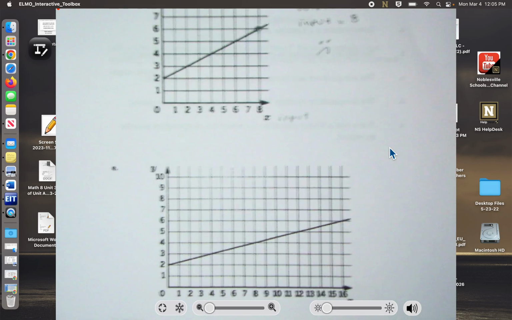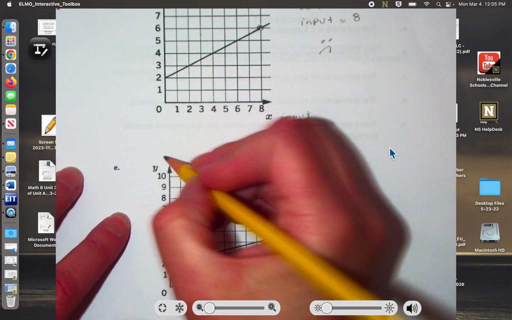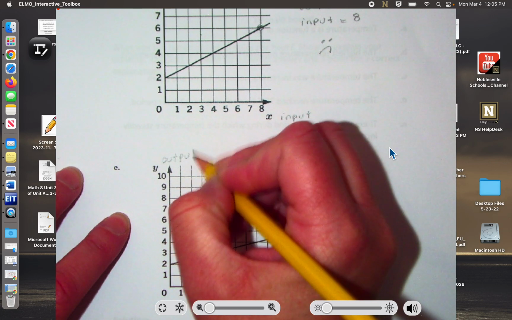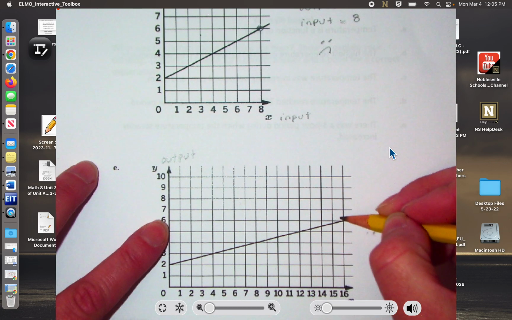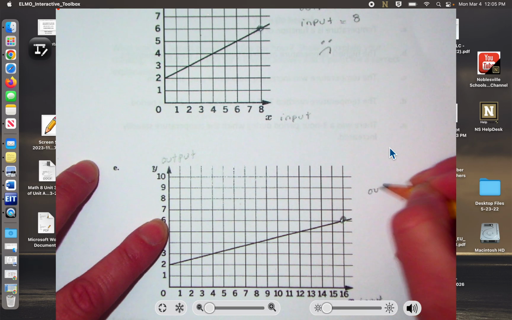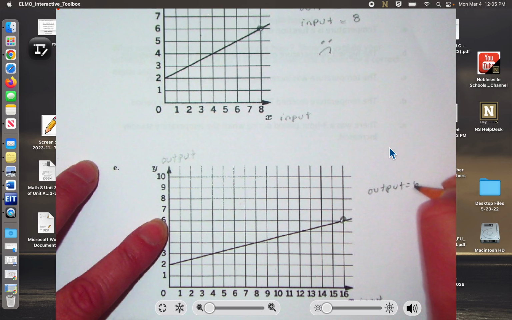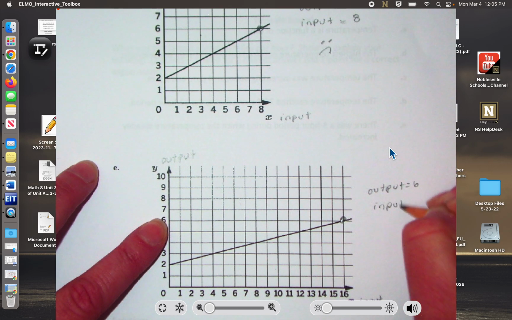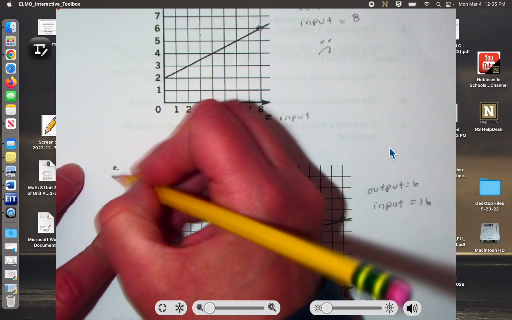For this last one, if I go to my output of 6 and I go over to where it crosses x for my input, my output equals 6. My input is what? 16. 16, so this one works.